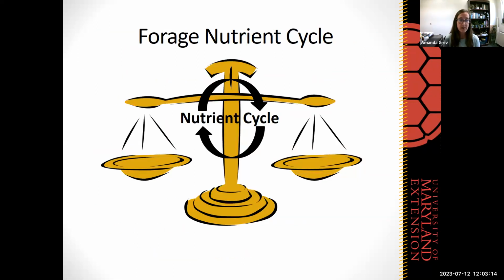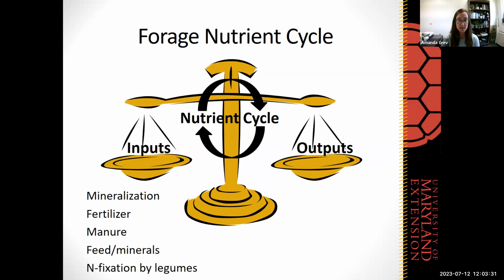So I like to think about nutrients in sort of a cycle. We have a series of things going into that system, and we also have a series of things coming out of that system. So examples of things that would be adding nutrients or contributing nutrients to that cycle would be soil mineralization happening, fertilizers that we may be adding, manure, other feed or minerals that may be fed on our forage systems, nitrogen fixation by legumes, things like that are all contributing nutrients to that system.